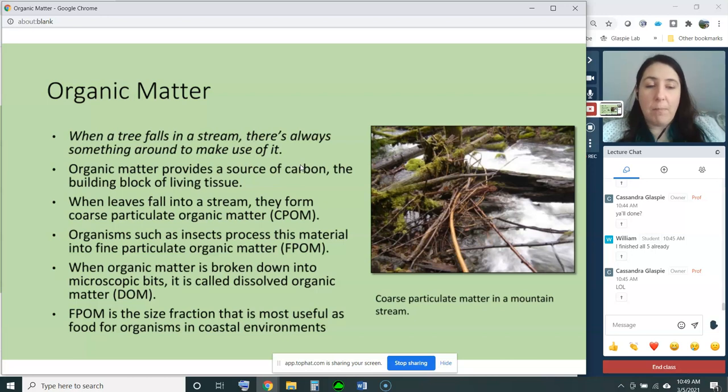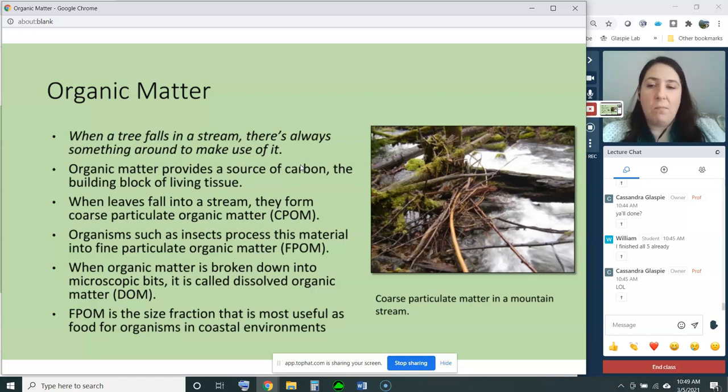Nutrients are part of the process that makes coastal systems so productive. There's so many nutrients in coastal systems, but there's also a lot of organic matter that serves as food for organisms that live there. When a tree falls in a stream, there's always something to make use of it, and eventually the end products of those organisms that are making use of that tree will make their way into coastal areas. Organic matter is important because it's the source of carbon, which is the building block of living tissue.